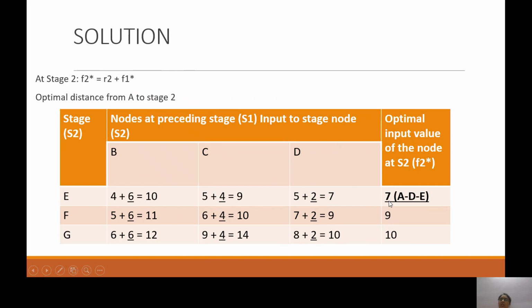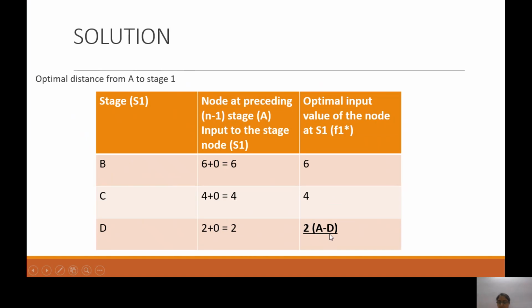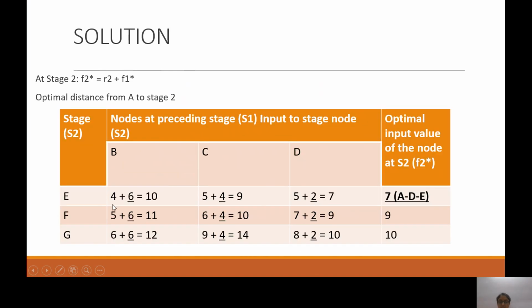Again out of these 3, which is minimum is 7. So we have to consider the minimum of minimum because we are going for a minimization type of problem. So 7 is the least value of all, and which gives me which path? A to D we have already traced in the previous stage. So A to D and D to E, we have come up to this particular stage, and this gives me the shortest path up to stage number 2.